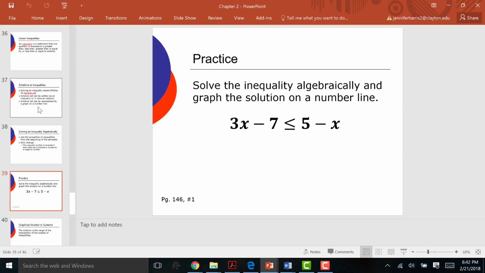So I've got 3x minus 7 is less than or equal to 5 minus x. I'm trying to get x by itself on the left. What should I do first? Add x to both sides. I'm going to add x over here. So what do I have on the left now? 4x minus 7. Okay, I got 4x minus 7 is less than what? Equal to 5. Less than or equal to 5 because the x's cancel out. Alrighty, add what to both sides? 7. Add 7 to both sides.